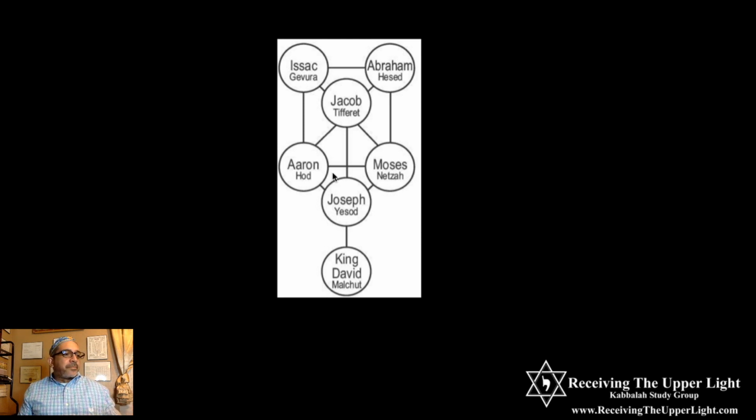Then when you have the light of Neshamah entering the upper ones, you're going to see the light going all the way down until Malchut is filled with the lights as well. And we're going to continue.